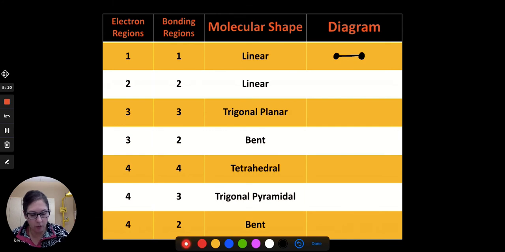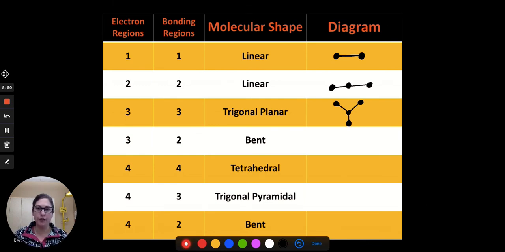Now, if we had two regions, say we have a central atom bonded to two things, and both of those are bonds, then it's also still going to be linear. Now, what happens when we end up with three bonding regions? We have our central atom and three regions, and all three are bonded. What we get is something called trigonal planar. That means it's a triangular shape, but it's all in one plane. So it would be flat, but kind of a triangular shape.